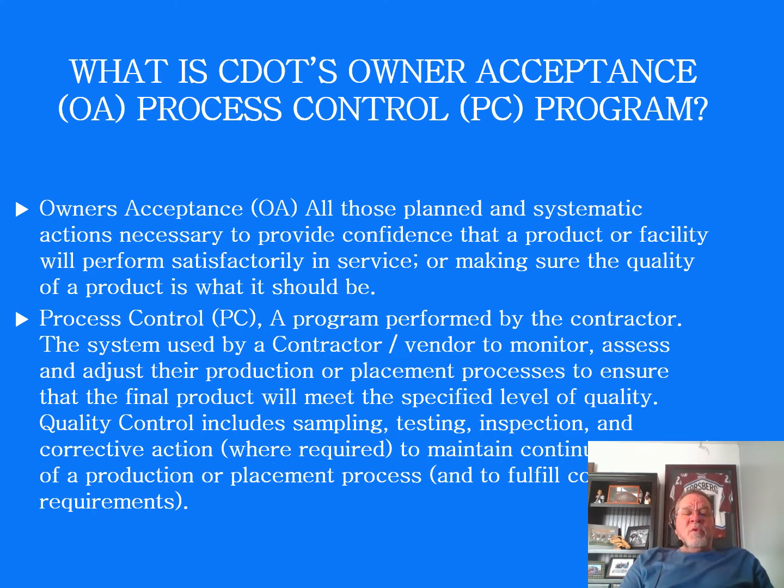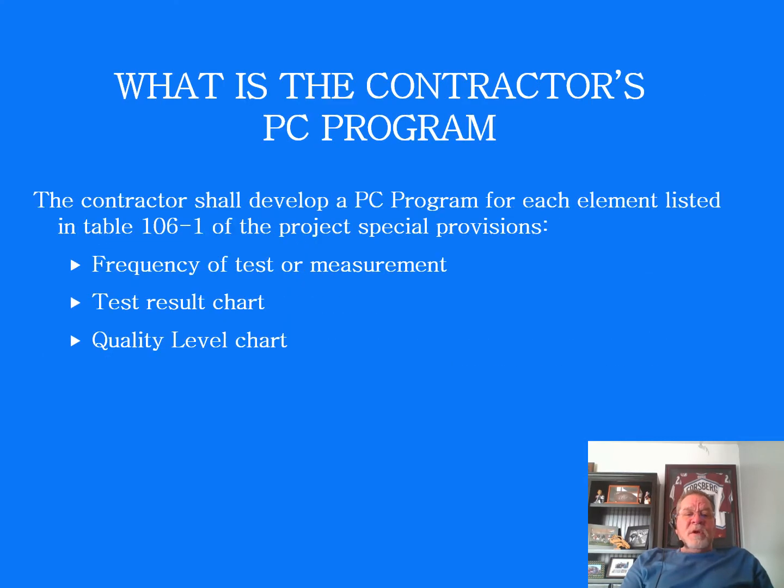Process control will work within the owner's acceptance guidelines, but they will then do much more sampling and testing to get the project to where they feel comfortable with it in between the samples that are required for owner's acceptance. The contractor must develop a PC, or process control, program for each element listed in Table 106-1 of the Project Special Provisions in the CDOT manual. It talks about the frequency, the test result charts, and the quality level chart.